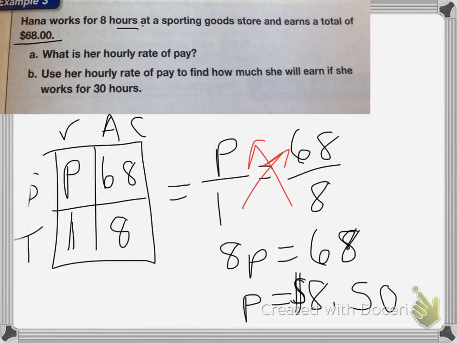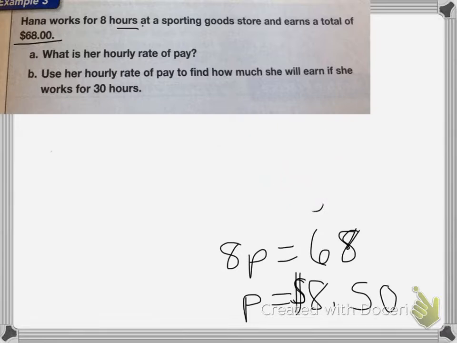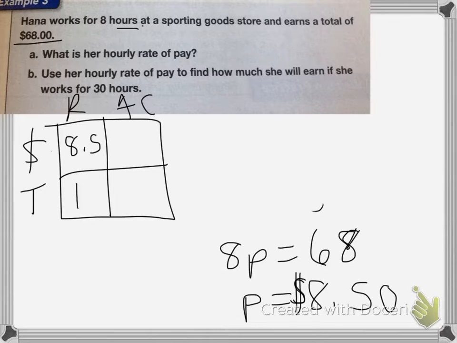Okay, now that I know that, I'm going to use another ratio box to figure out how much she'll make in 30 hours. So this ratio box is going to be the rate times the actual measure. And again, it's going to be the money and the time. So she makes $8.50 an hour per 1 hour. And I want to figure out how much money she'll make, so how much she'll be paid if she works 30 hours.